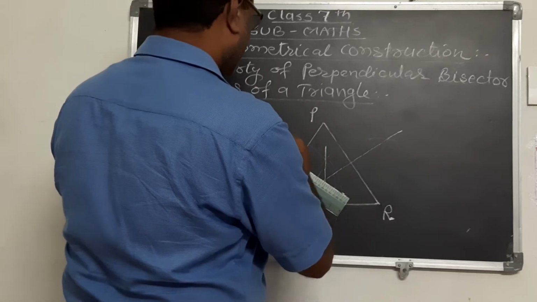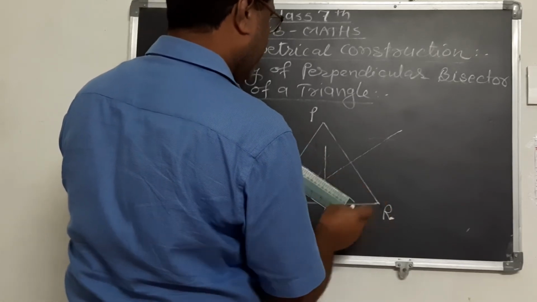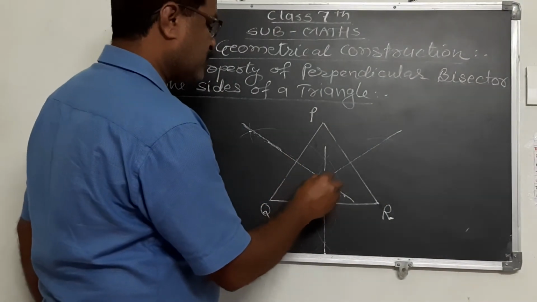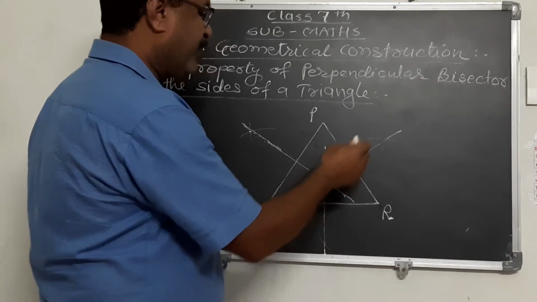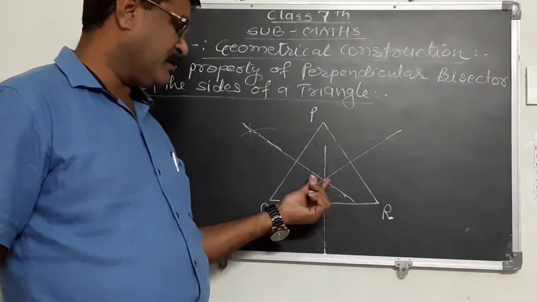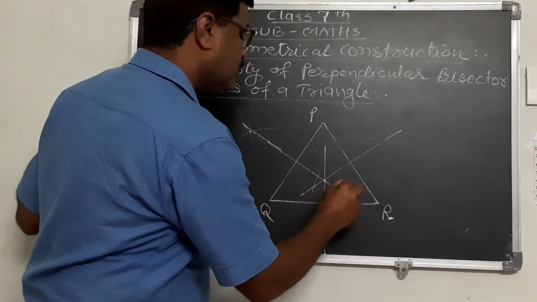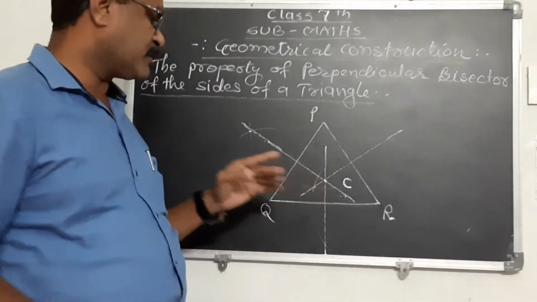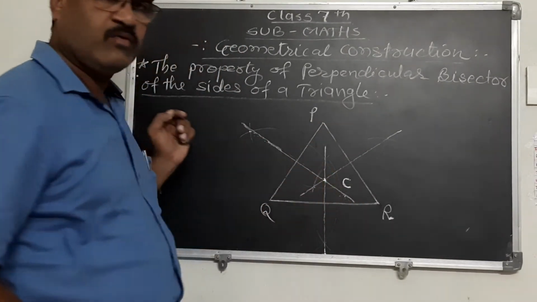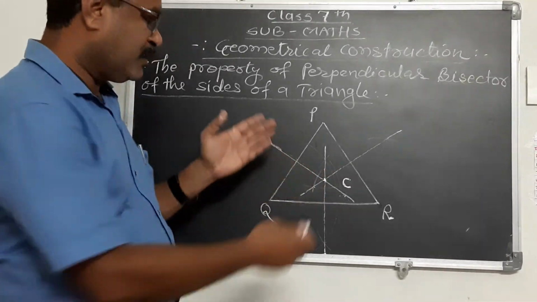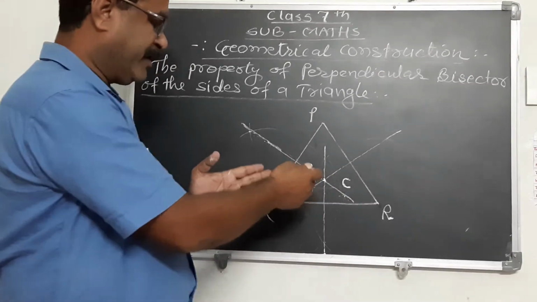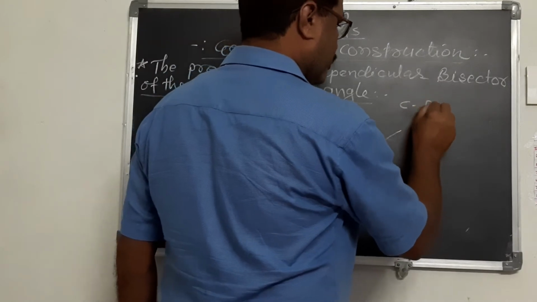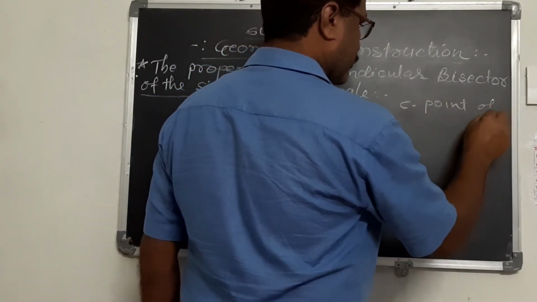So in this way we draw all three perpendicular bisectors of the three sides. All the bisectors meet in this point. Suppose this is the point C, where all the perpendicular bisectors meet each other. All three perpendicular bisectors meet at the point C. That's why point C is called the point of concurrence.